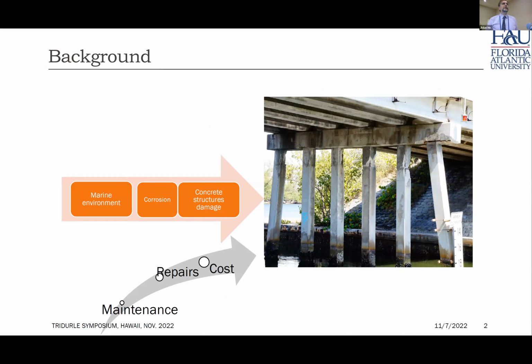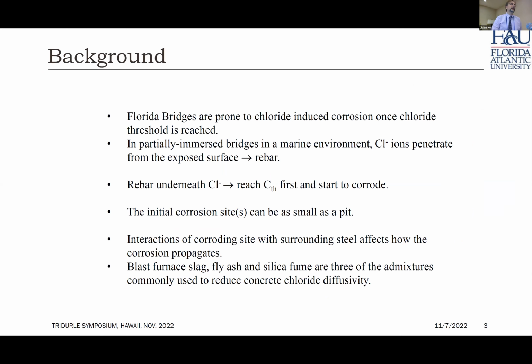As you can see on this slide, we have a bridge over here in South Florida, where I'm from, and you can see some of the concrete damage on the piling. In the marine environment, we have issues with corrosion, concrete structural damage, and associated with that, maintenance, repair, and cost. One of the big things, and everybody knows it here, but I'll bring it up anyway, is that Florida bridges are prone to chloride-induced corrosion once the chloride threshold is reached.